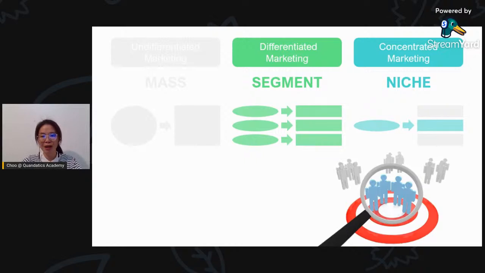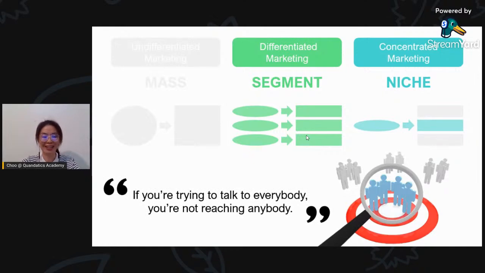So in target marketing, we are doing the market segmentation first, and then providing a special offering that is required by each of the segments. There is a great quote in marketing saying that if you are trying to talk to everybody in marketing, basically you are not reaching anybody. It's a very good quote about marketing.